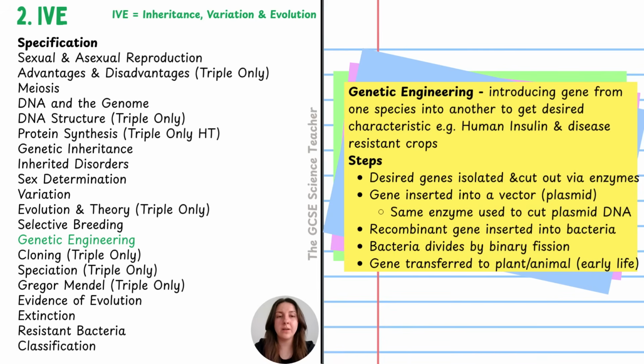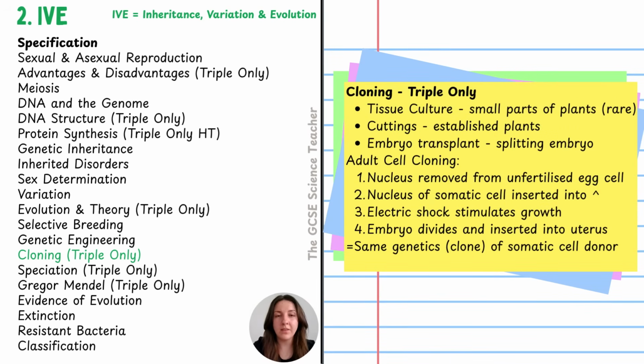The gene is then inserted into the plant or animal during early life to allow it to be incorporated into their genome. Tissue culture is an example of cloning, and this is used to create small parts of a plant, especially rare species. You can also use cuttings from an established plant, or embryo transplant, which is splitting up the embryo of an organism. Adult cell cloning is a key example you need to know about.